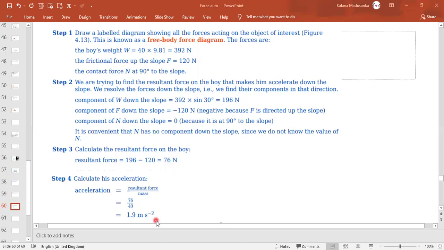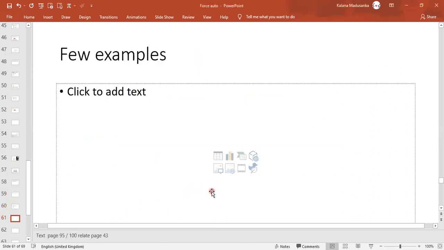It's a small thing. Okay, I forgot. For the acceleration, it is 1.9. I just take the answer as 2, right? It is a nearer value. Okay, right. Next page.